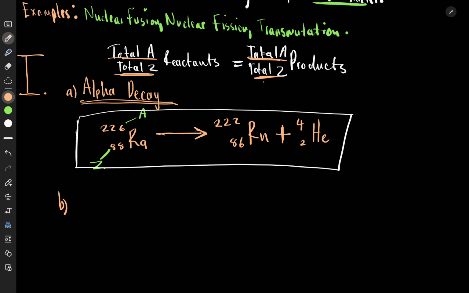Make sense? All right. Now we go to the next one, which is going to be our beta decay. Now we have beta plus and beta minus, right? So first we'll go through beta minus. Let's start with beta minus.